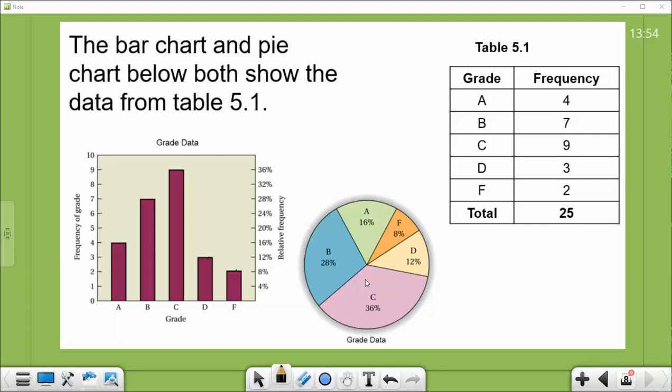And then you can see F's was 2 out of 25, which is 8%. D's was 3 out of 25, which is 12%. C's was 9 out of 25, which is 36%. And B's 7 out of 25, which is 28%. You can see the biggest piece of the pie here is the C's with 36%. So it gives you a nice visual representation of those percentages.